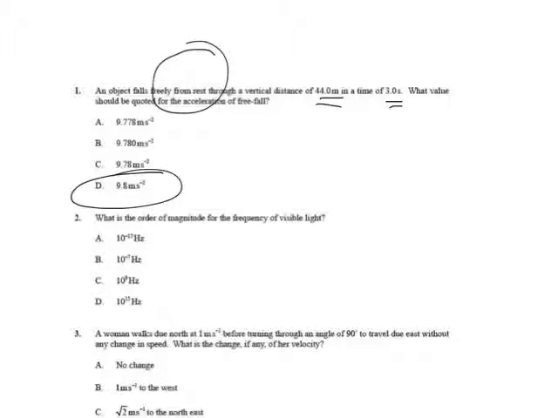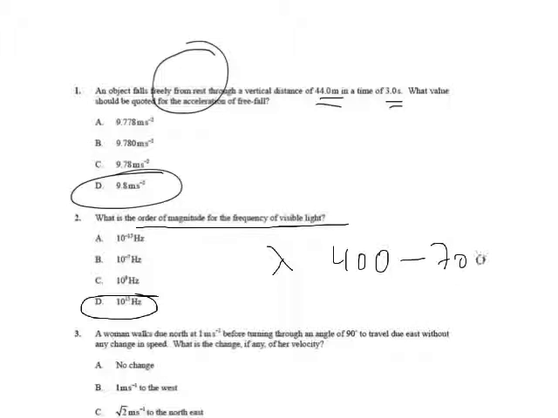Number 2 is also a simple question where you have to remember the order of magnitude for the frequency of visible light. This is something you are going to have to learn off by heart. The frequency would be closest to 10 to the 15. This is much easier if you remember the wavelength rather than the frequency. That range is approximately 400 to 700 nanometers. You can do a simple conversion using the wave equation.